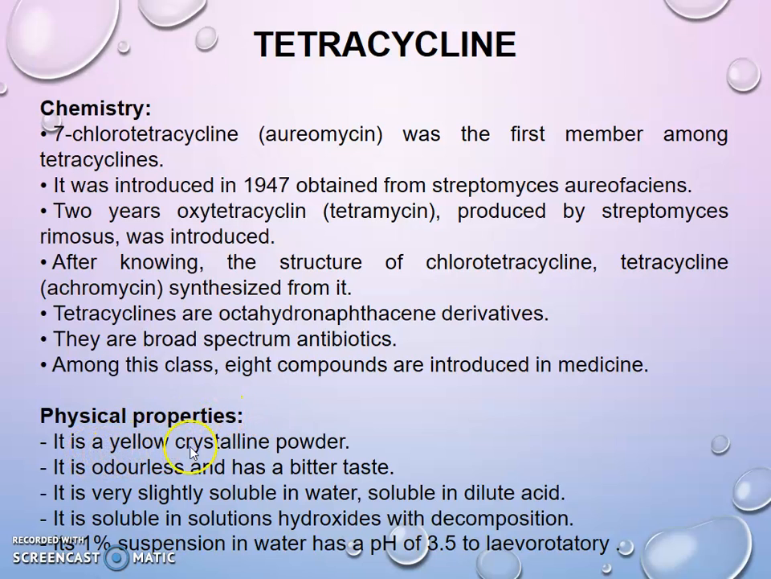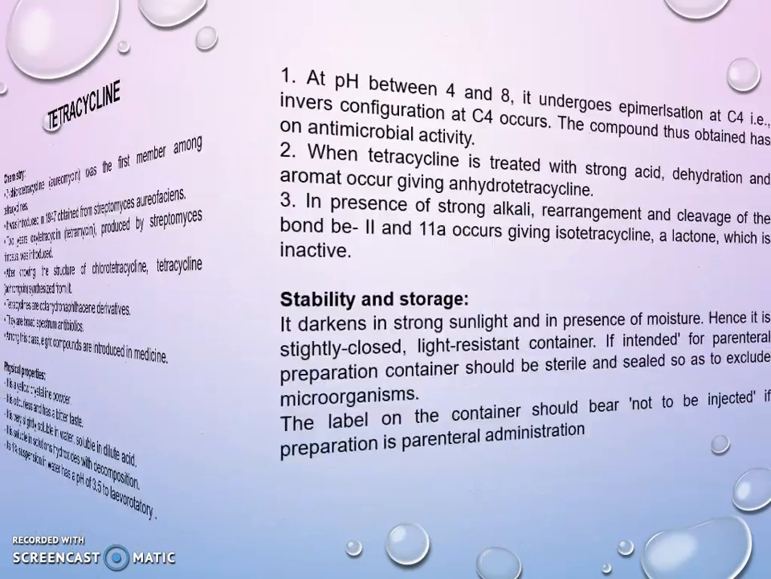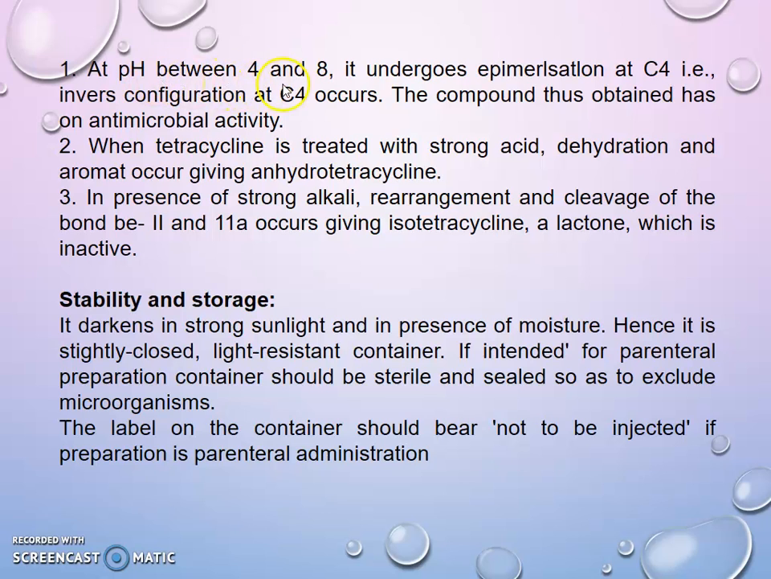Physical property. It is a yellow crystalline powder. It is odorless and has a bitter taste. It is very slightly soluble in water and soluble in dilute acids. It is soluble in solutions of hydroxide with decomposition. Its 1% suspension in water has a pH of 3.5 to 5.5 and it is levorotatory. At a pH between 4 to 8, it undergoes epimerization at C4, that is, inverse configuration at C4 occurs. The compound thus obtained has no antimicrobial activity.